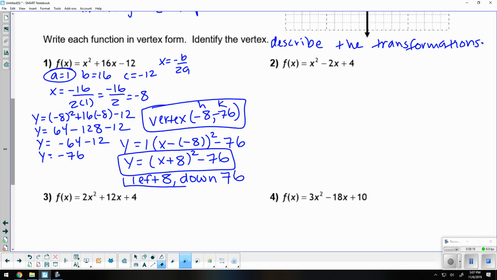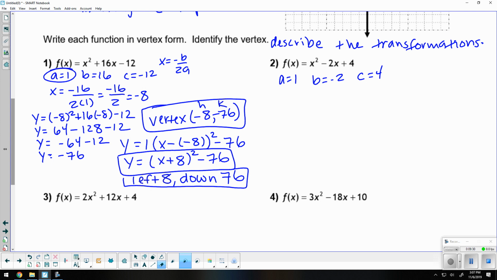Okay, and that would be us describing the transformation. That would be it. Okay, so let's try number 2. So starting off again, I'm just going to find the vertex. So our a value is 1, our b value is -2, and our c value is 4.